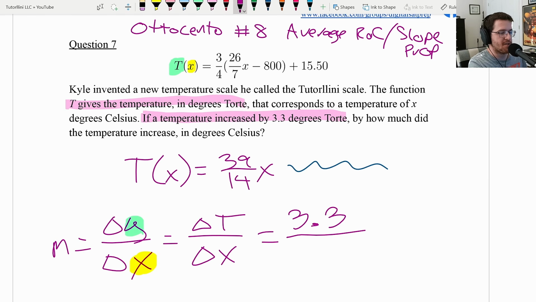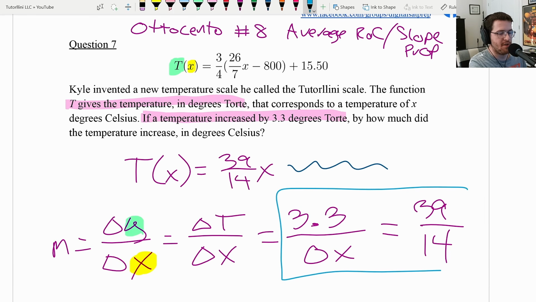And then the delta x is what we're trying to find. So why don't I just leave that as delta x? And we're going to set that whole thing, remember, guys, at the beginning, that whole thing is equal to the slope. So the slope we said was 39/14. Now we've got this guy, and we are super in business.